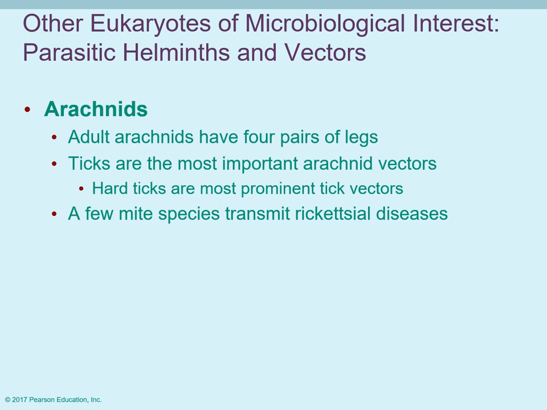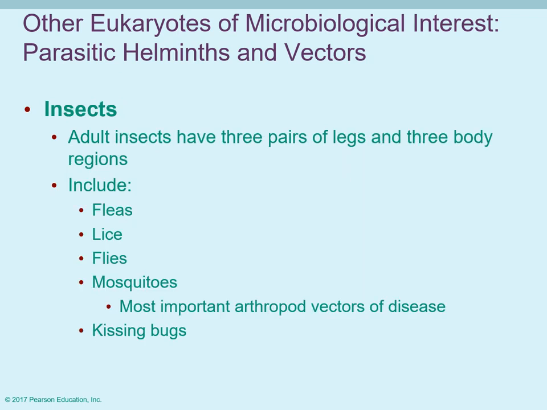Arachnids have 4 pairs of legs. Ticks are one of the most important vectors that we have to deal with from a medical standpoint. There are some mites that also can transmit diseases that you have to be concerned with. Insects, the difference is that they have 3 pairs of legs, they have 3 body regions. This will include fleas, lice, flies, mosquitoes, kissing bugs. Like I said, mosquitoes are going to be one of the most important vectors for transmission of diseases.